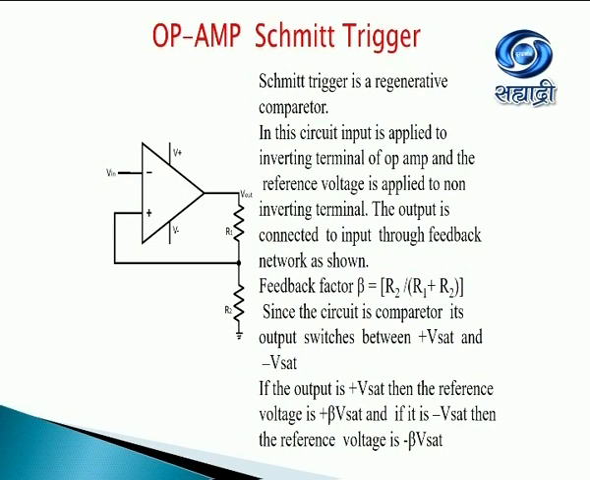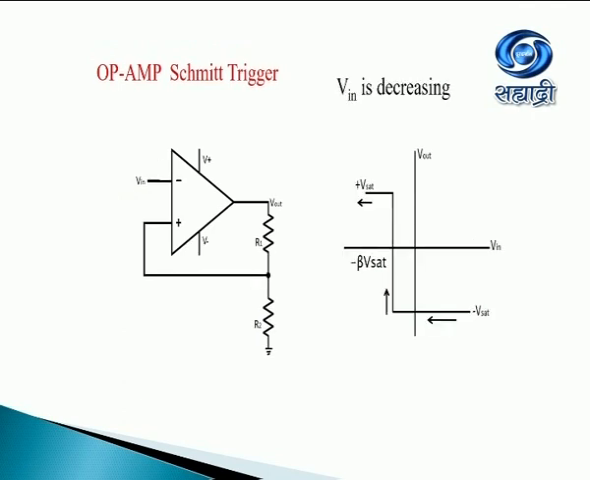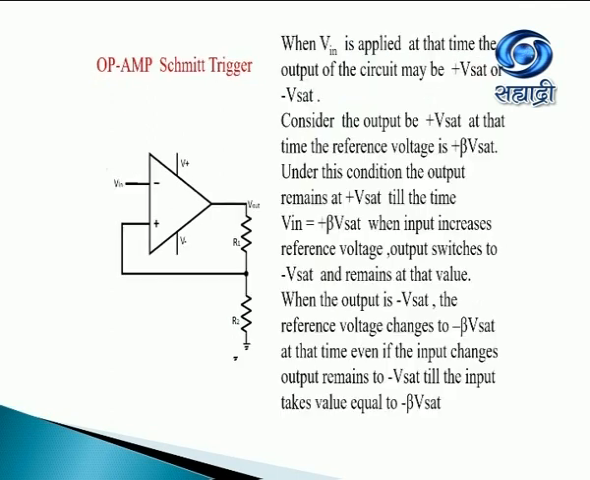Since the circuit is comparator, its output switches between plus Vsat and minus Vsat. And if it is minus Vsat, then the reference voltage is minus beta Vsat. Here, the circuit working is shown. If Vin is increasing at plus beta Vsat, output switches from high to low. Similarly, if we consider input voltage decreasing at minus beta Vsat, output changes from low to high.